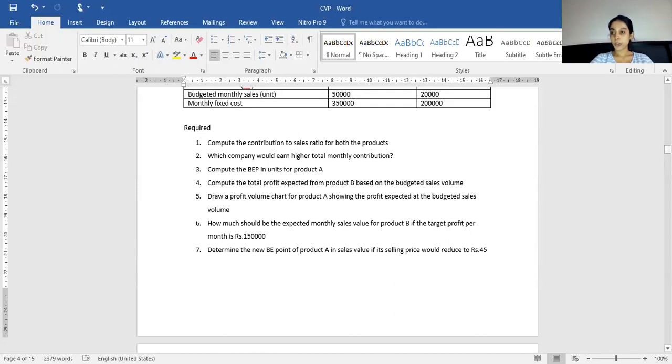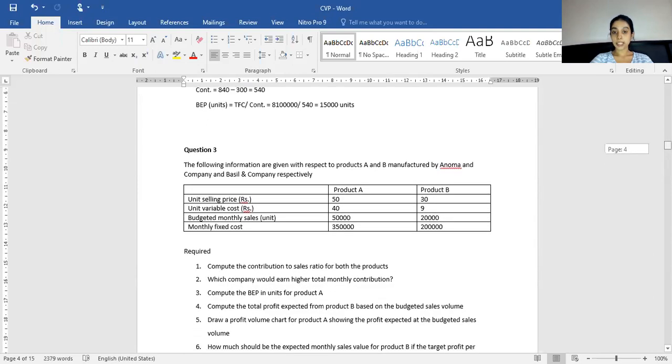What is the formula to calculate the contribution to sales ratio? Contribution divided by selling price into 100. So we need the contribution and the selling price. For product A, contribution would be selling price minus variable cost: 50 minus 40, 10. For product B, it will be 30 minus 9, 21.